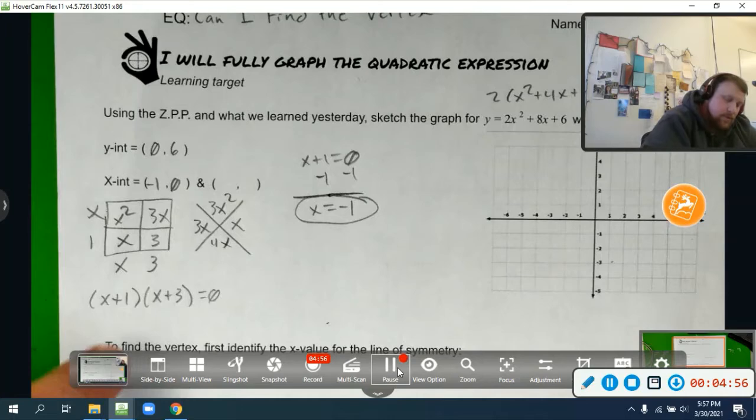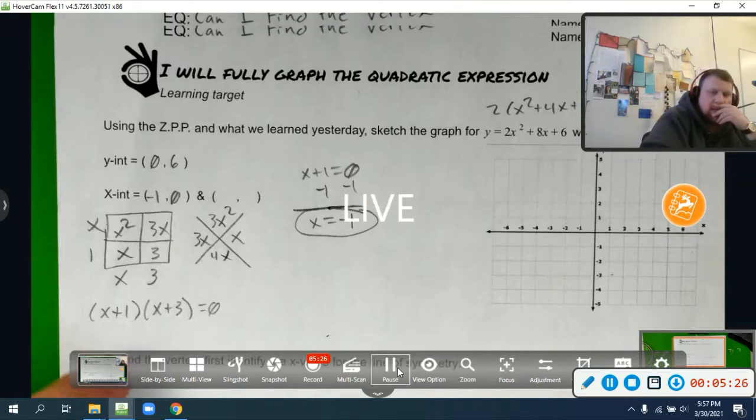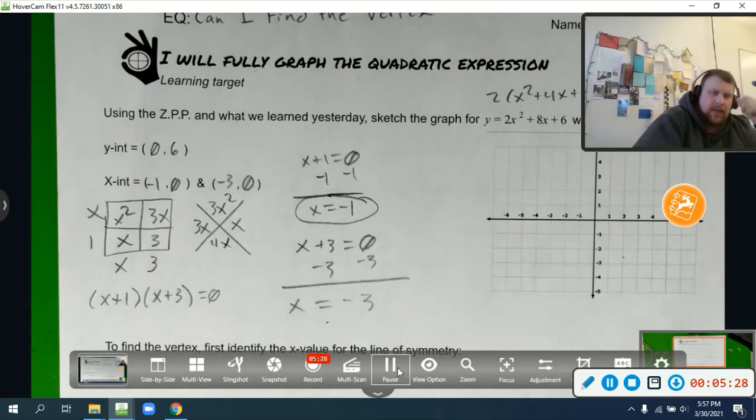Type in chat when you have it. What does x equal? Look what we did to get the first one. Solve for it. And go ahead and type in chat. What do you think x equals? All right, let's take a look. See how you guys did. Boom, it's -3, which means we have the intercept -3, 0.